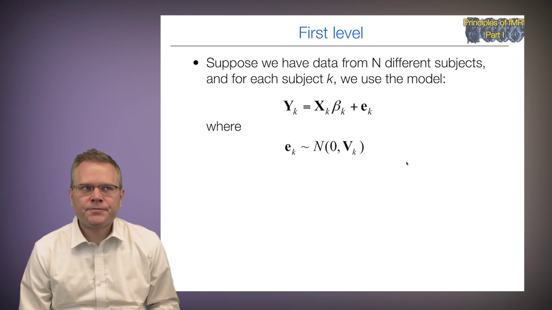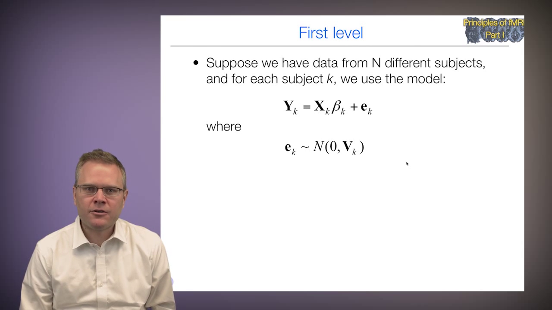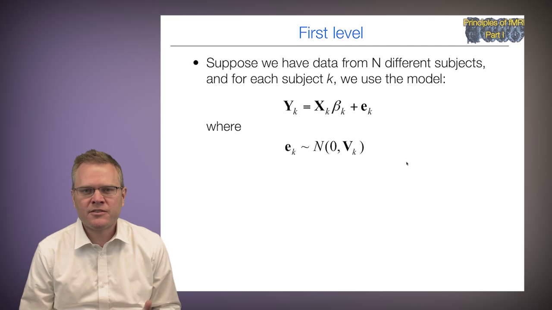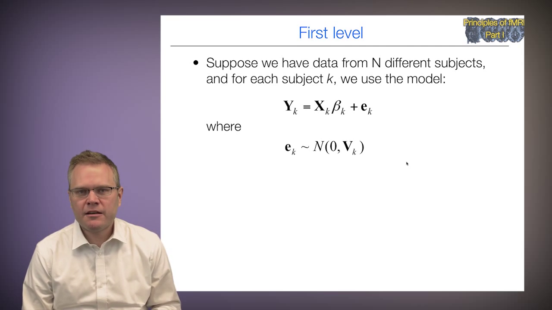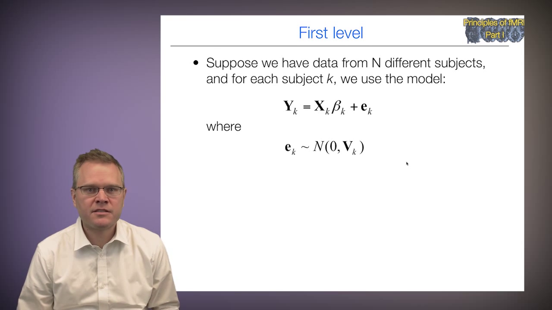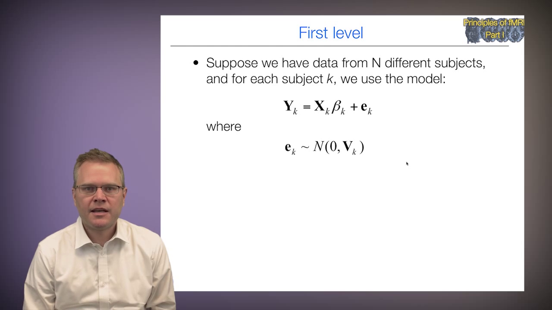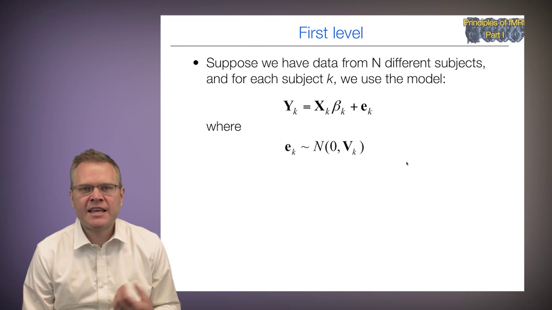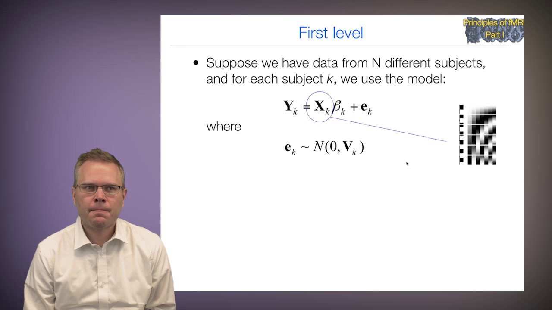For the first level model, we have to go back and look at the traditional GLM approach that we used when we were talking about single subject data. It's the same thing here. Suppose we have data from n different subjects, and for each subject, we use the following model: Yk is equal to Xk beta k plus e of k. This is just a standard GLM analysis, as in the single subject setting, but now we put a k here to indicate which subject we're interested in. Again, Xk is the design matrix for that subject, and it might look like this.